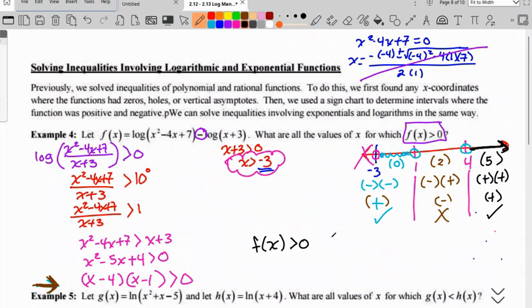So f of x is greater than 0 when, if you want to write it out in inequality form, x is between -3 and 1, or, and this is an inclusive or, which is the same as union. Or x is greater than 4. Now, most of us probably would prefer interval notation, and we'll write that in just a second.